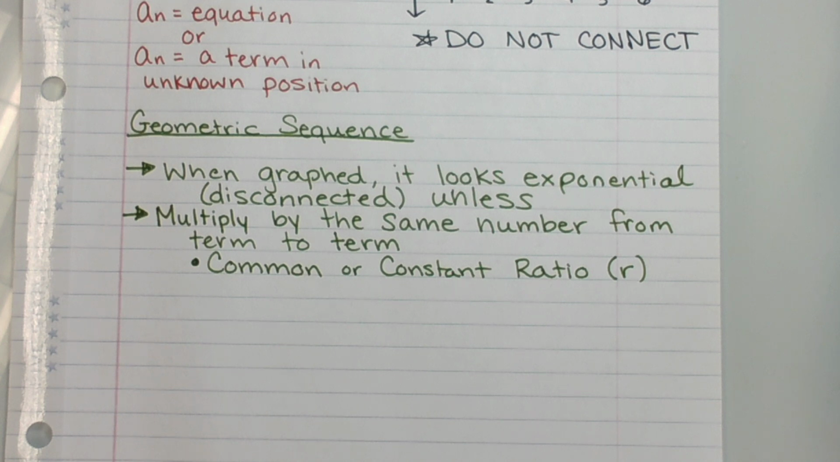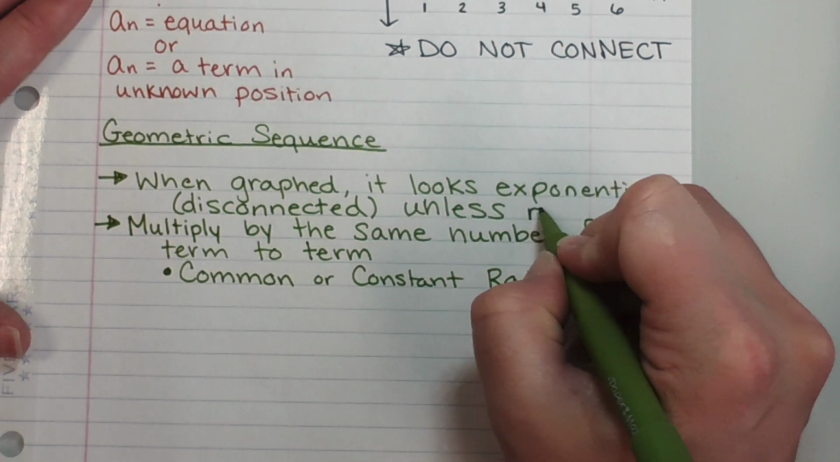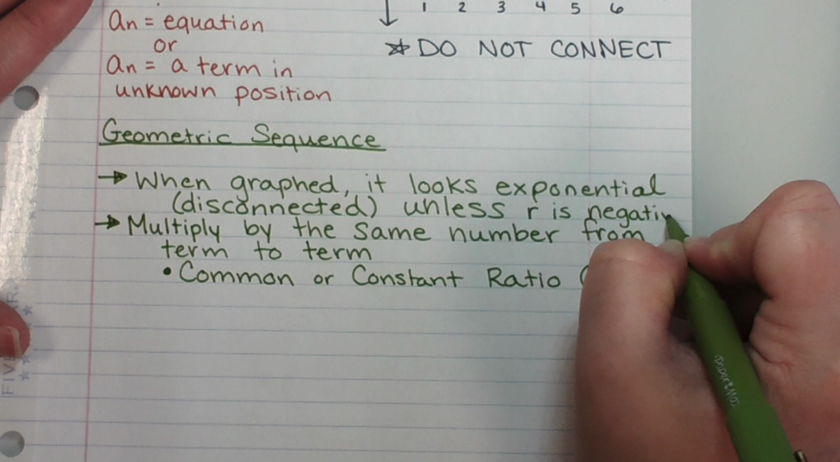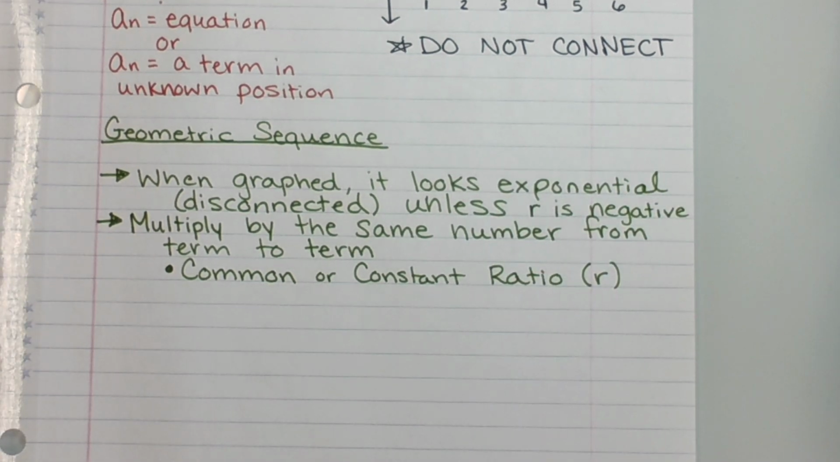Now, it's going to look exponential, either like exponential growth or exponential decay, unless r is negative. If r is negative, multiplying by a negative flips something back and forth from positive to negative, and it would look like two exponential graphs moving away from the n-axis, or it would look like two exponential graphs moving towards the n-axis.